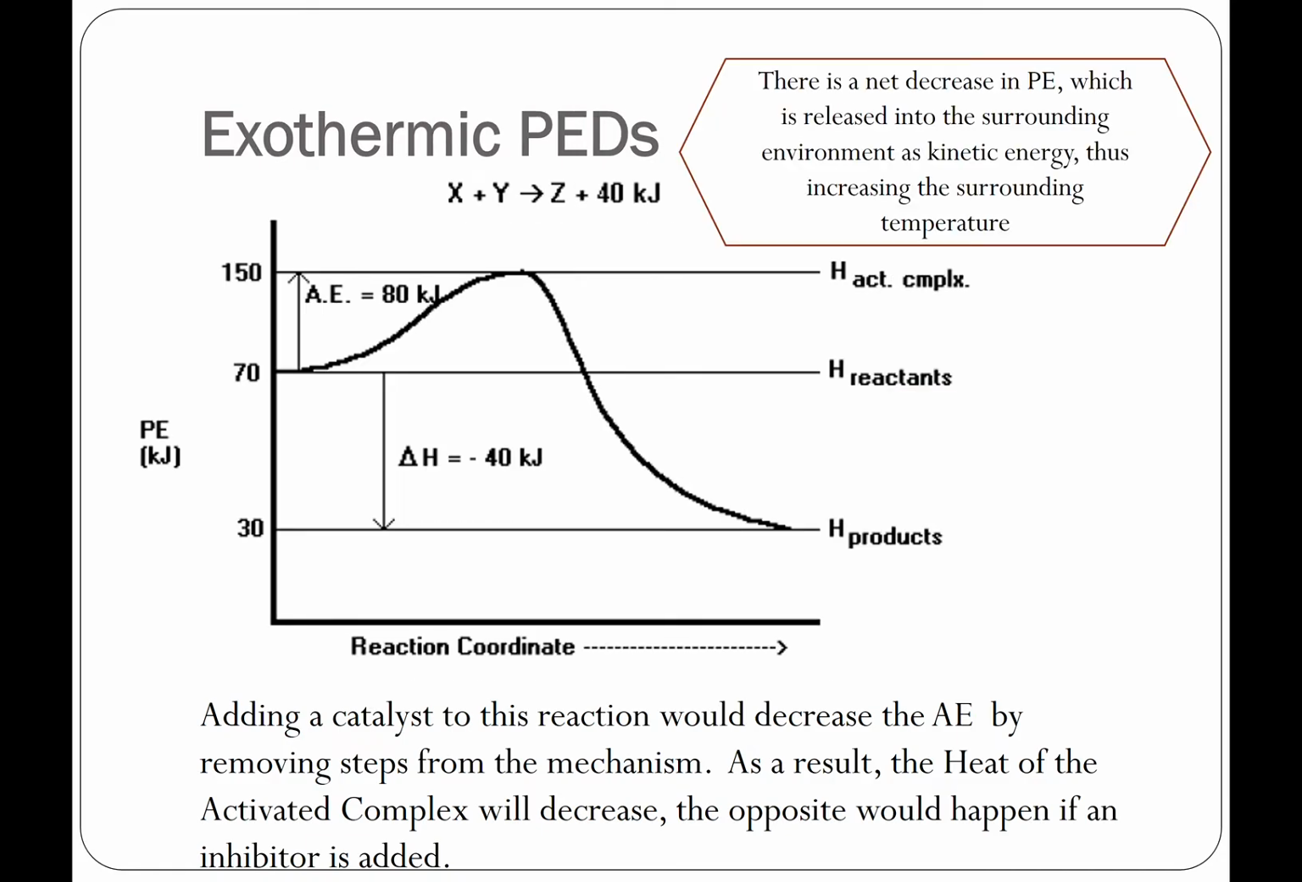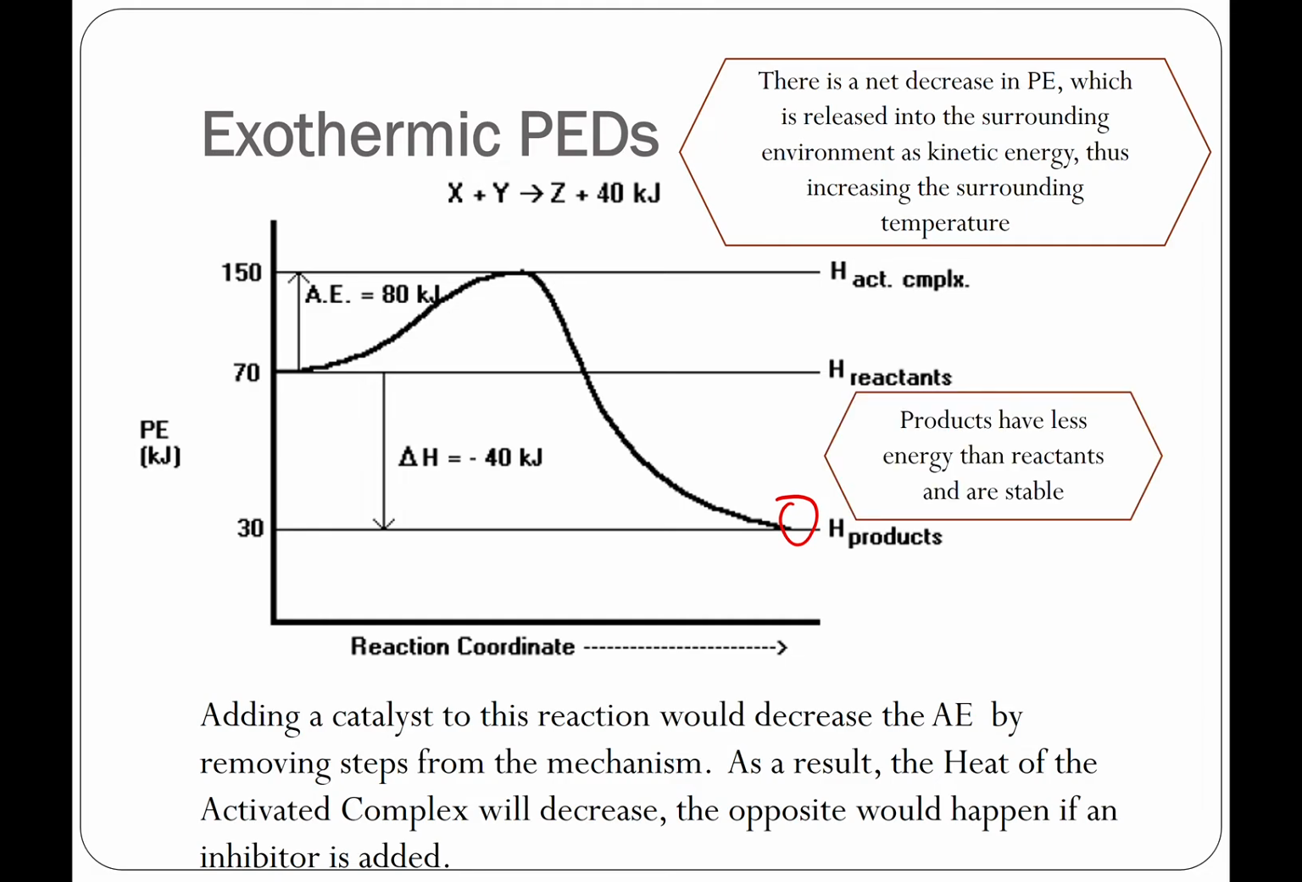An exothermic reaction just looks the exact opposite. We have a net decrease in potential energy, which releases into the surrounding environment as kinetic energy and causes all the molecules of the environment to start moving faster, therefore increasing the surrounding temperature of the environment. Our products here have less energy than the reactants and are considered stable. So we have a decrease here, a decrease in potential energy as we go from start to finish.